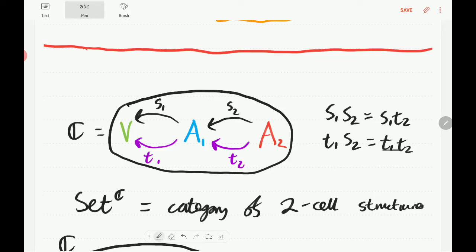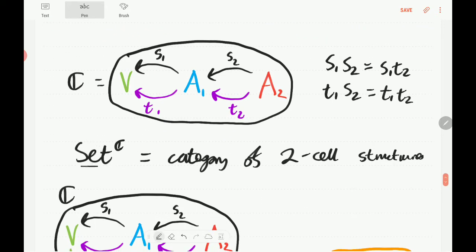And we also suppose that these are such that S1 after S2 equals S1 after T2, and T1 after S2 equals T1 after T2. So if we have this kind of setup, then it turns out we can think of the category set to the power of C as the category of two-cell structures. So that is things which are made out of these two cells. Now, I'll show you an example of this very shortly.